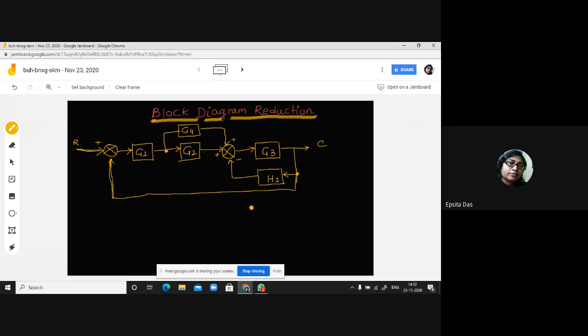Now what we are going to do, tell me what we have discussed in the previous class. We have discussed that the path through which the signal flows from left hand side towards right hand side is called the feed forward path. So can you tell me what is the feed forward path here? Which one is the feed forward path?